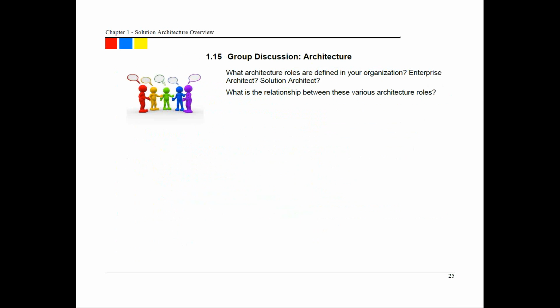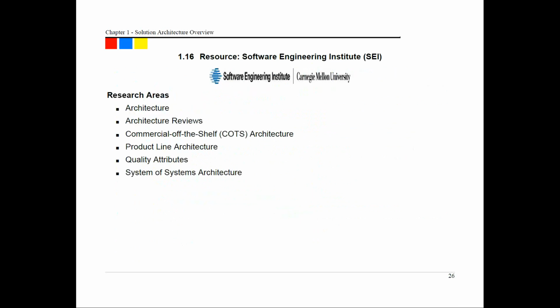Okay, so I don't know if we can really have a group discussion with 118 people, but yeah, think about what architecture roles are defined in your organization. Do you have enterprise architect, solution architect, application architect? I've seen integration architect. I've seen software architect. There's a lot of possibilities.